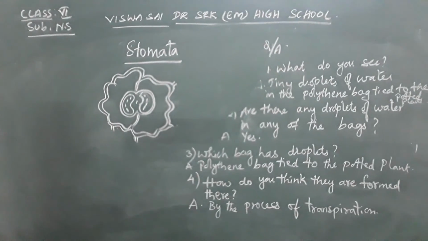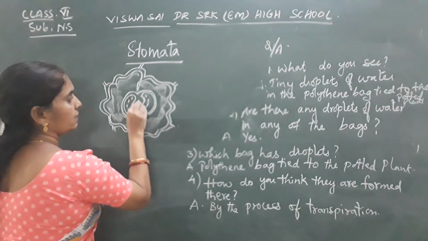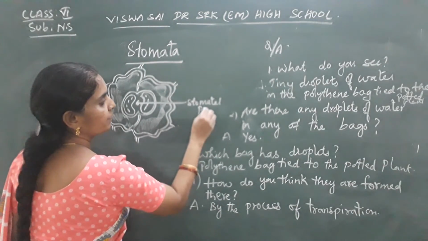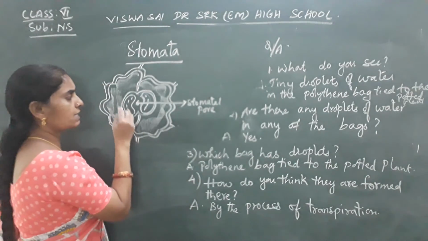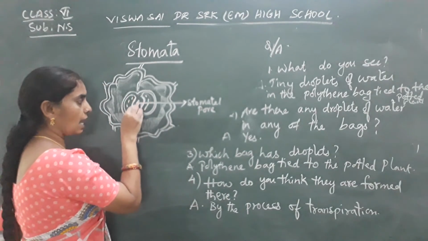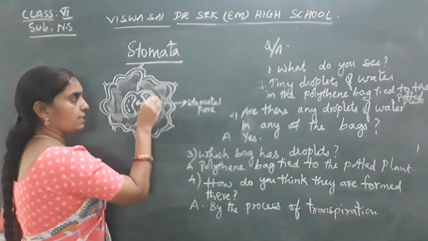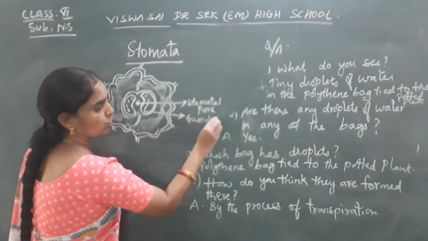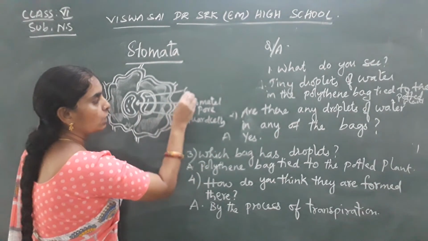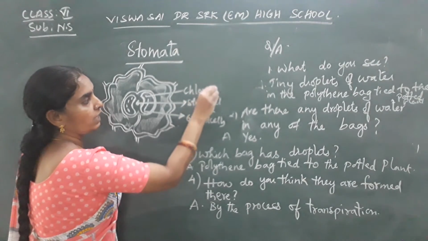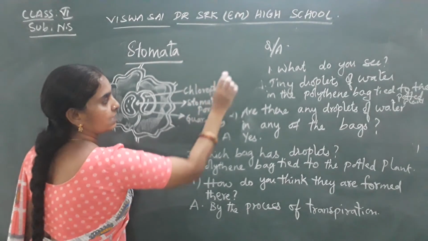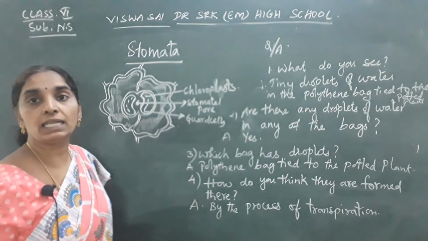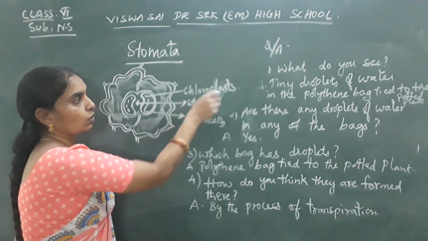Okay, children? So this is the stomatal pore through which it exchanges the gases. That is, respiration takes place. These are bean-shaped cells called guard cells which protect the stomatal pore. These are chloroplasts. Chlorophyll is a green colored pigment that is present in the leaves which gives the green color to the leaves. These are chloroplasts.